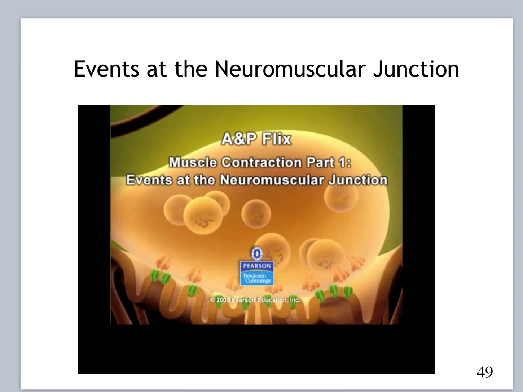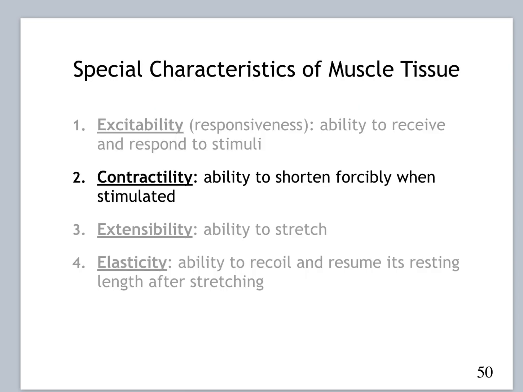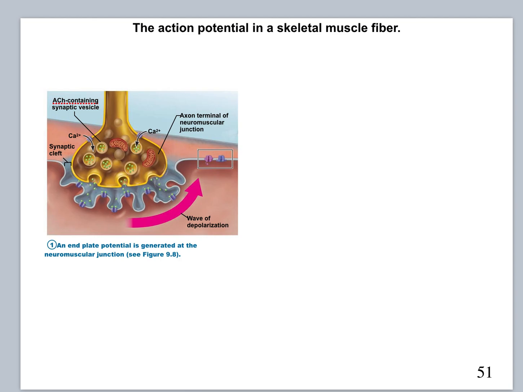We hope that explanation would help clarify some of the steps at the neuromuscular junction. Now let's look at contractility, the ability of the muscle to shorten when stimulated. Here we go back to our neuromuscular junction. And at this point, the vesicles have released the acetylcholine. Acetylcholine has opened up these channels so they have the sodium ions rushing in, the potassium ions coming out. More sodium comes in than potassium goes out, so it makes the inside less negative. And that's the conditions that we see here.